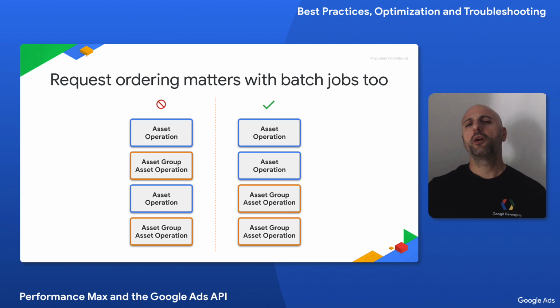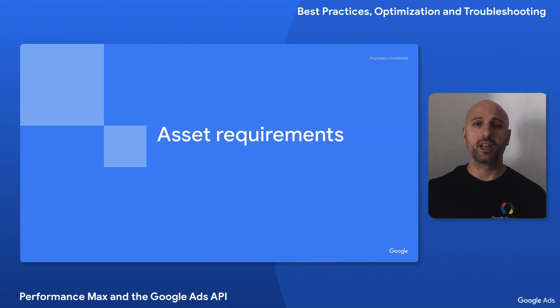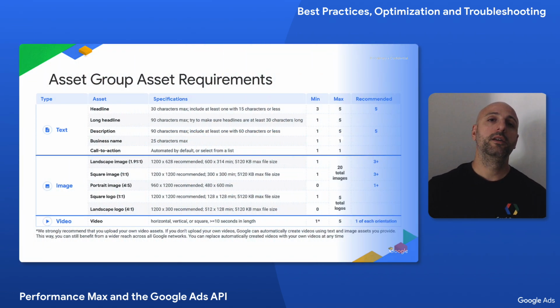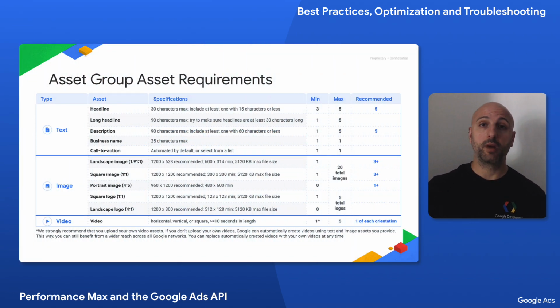So, now that we know how to optimize our API requests by bundling operations together, let's talk about how to make sure that our requests satisfy the Google Ads requirements in terms of assets. Here, you can see a detail about the minimum and maximum number of assets in an asset group for each asset type. For instance, an asset group for a Performance Max campaign needs to have at least 3 headline text assets, one of which must have at most 15 characters.